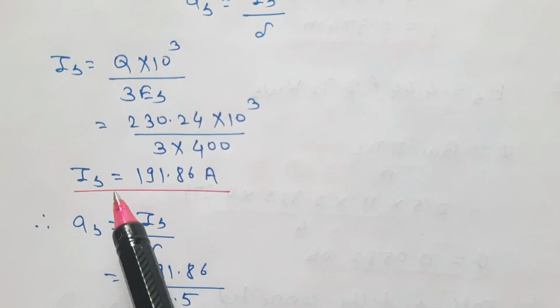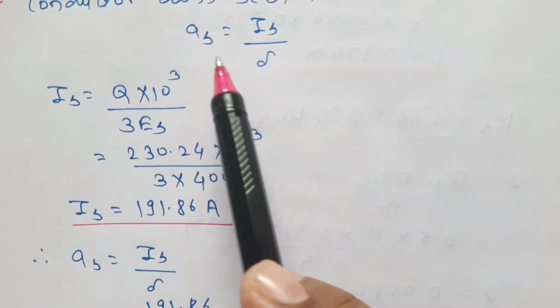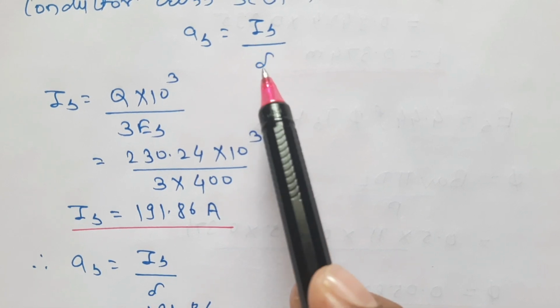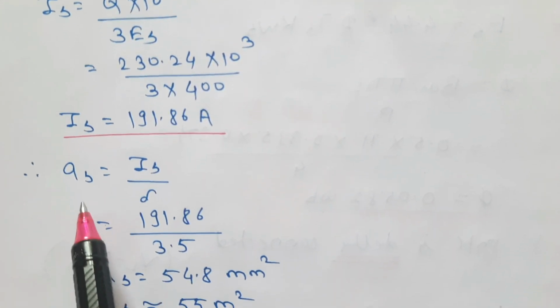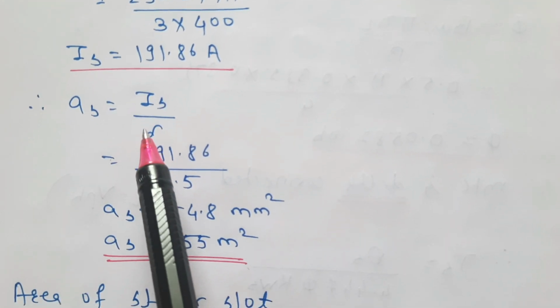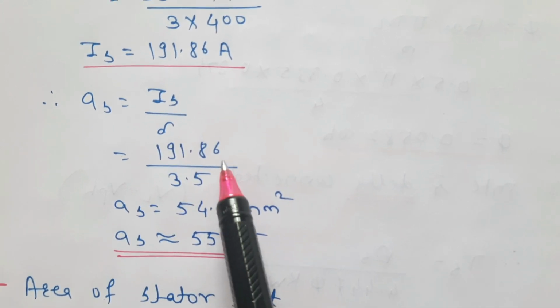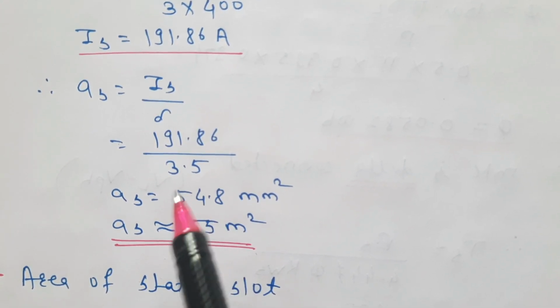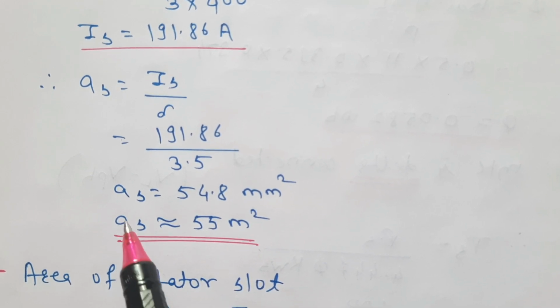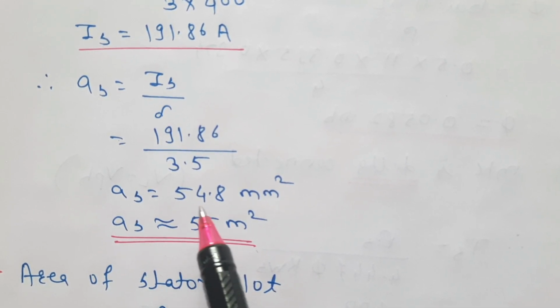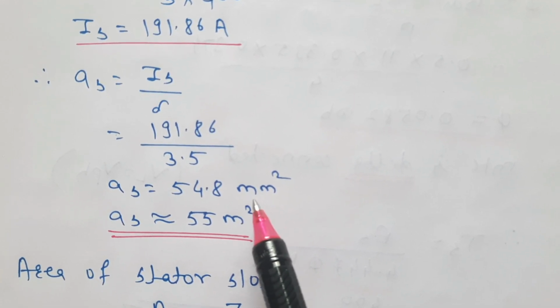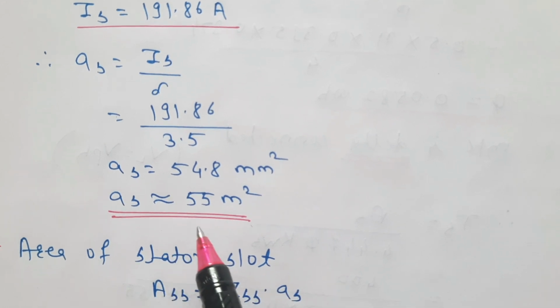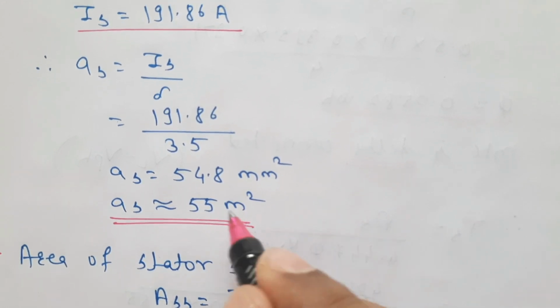Put the value of this IS in the above equation, that is AS is equal to IS divided by delta. Stator current is 191.86, and current density 3.5 is in the given data. From this we can find the cross sectional area of conductor AS is equal to 15.8 mm square. It is approximately equal to 55 mm square.